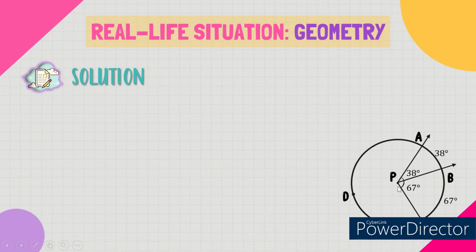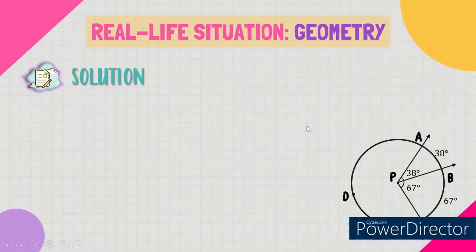So here we have circle P. It is called circle P because its center point is point P. So we name a circle according to its center point. So again here, circle P represents the cake, and this angle APB and angle CPB look like the pieces of cake that Maya sliced.